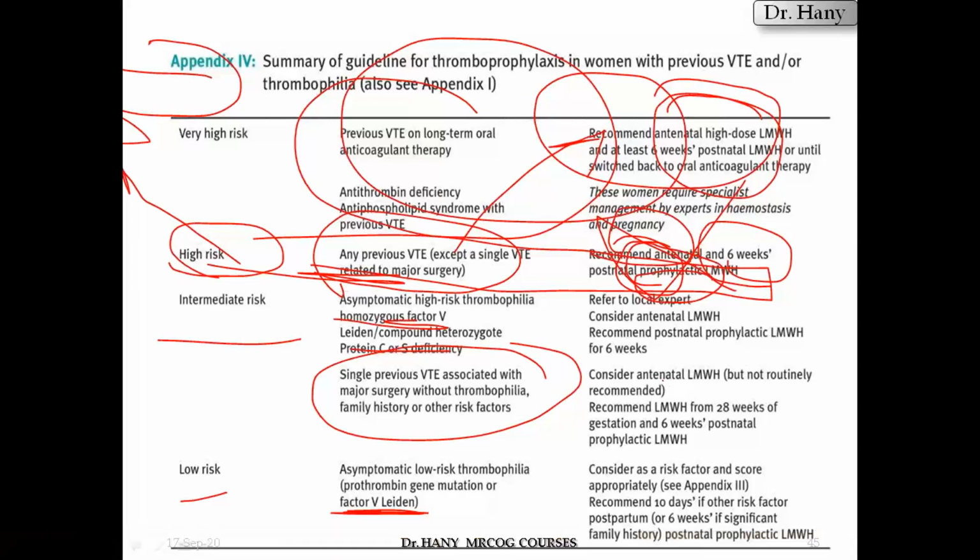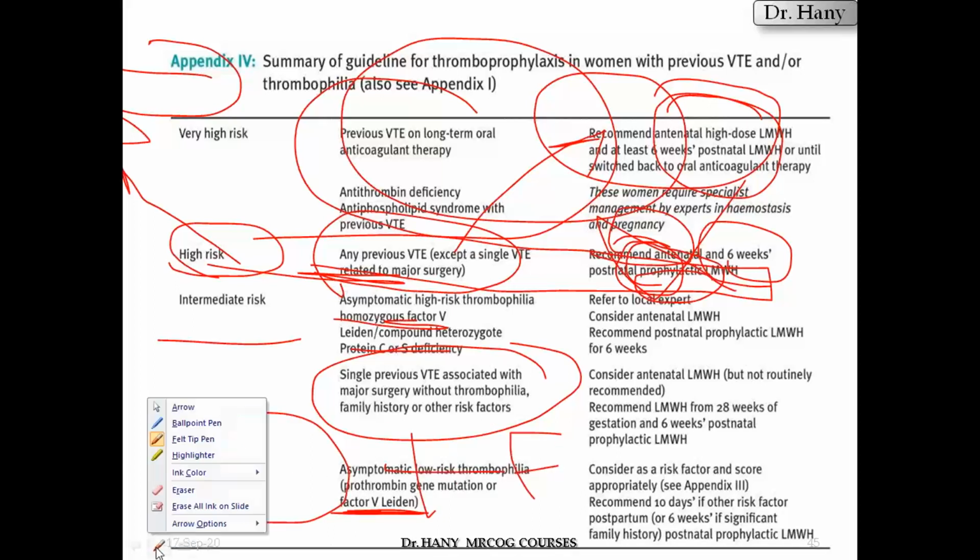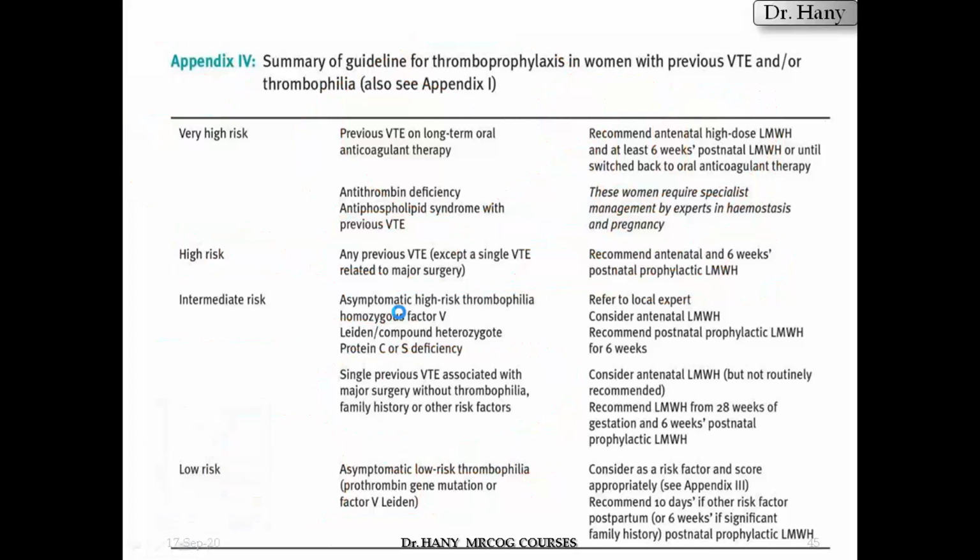Okay? Until now we are fine. A low risk thrombophilia, as I told you, scores 1 in antenatal. With a family history, it will be for 6 weeks high risk. Consider it as a risk factor, so it scores 1 in the antenatal risk assessment, and give 10 days if there is another risk factor, except the family history. If she has a low risk thrombophilia plus family history, she will be in the 6 weeks postnatal. Does this make sense?